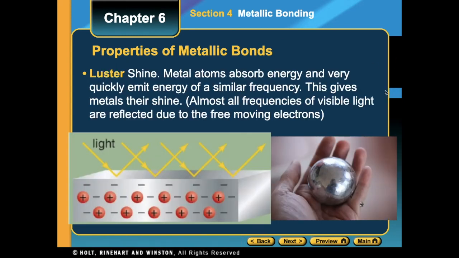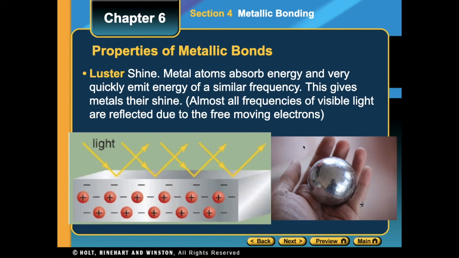The last property is luster. I'm sure you guys have already heard this word before because we've discussed it before when we were talking about d orbitals and all of that. Luster basically means something that is shiny. So, the reason metals have luster is because metal atoms absorb energy very quickly and emit that energy of a similar frequency very quickly. This gives metals their shine. And almost all frequencies of light are absorbed and emitted by a metal. This is why they're shiny.